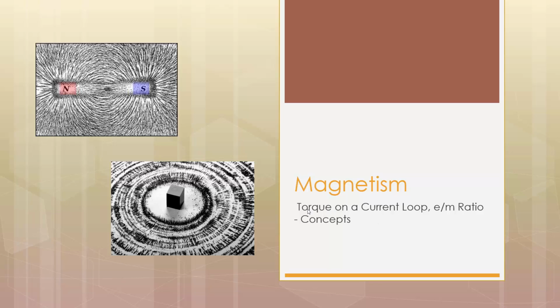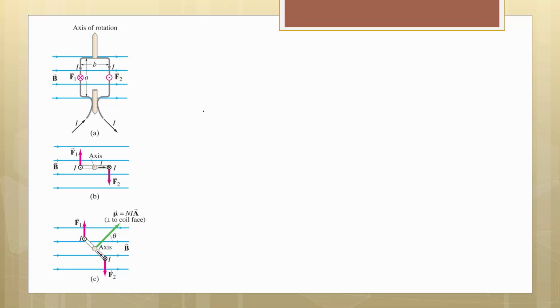Today we're going to look at torque on a current loop, which is the essential feature of electric motors. Then we're also going to look at how they first measured the ratio of the charge to the mass on the electron, which is a lab we're going to do later on. So, starting out with torque on a loop.